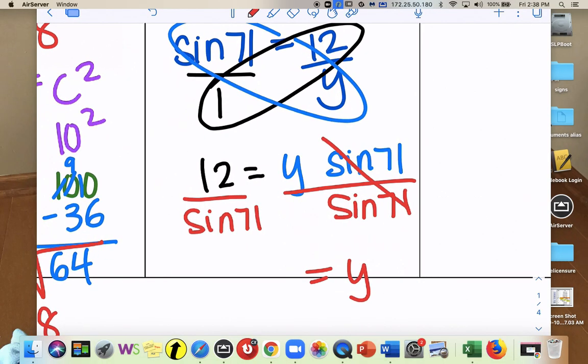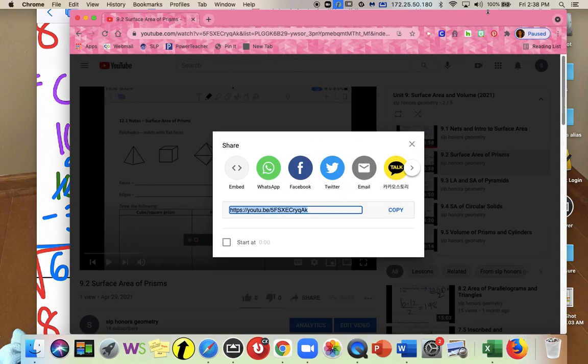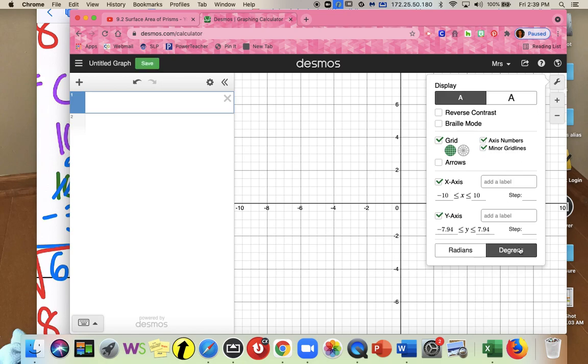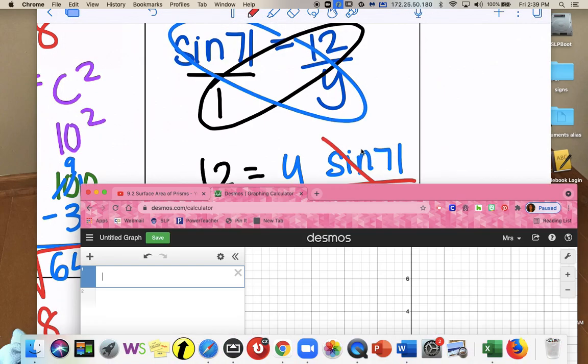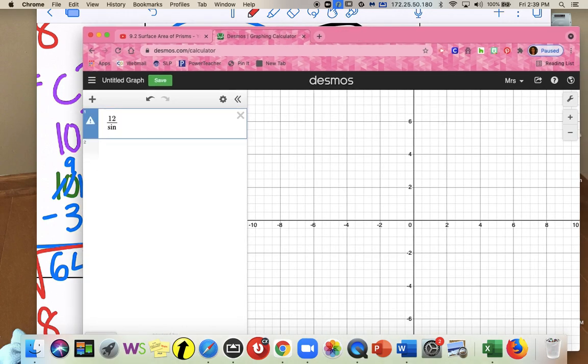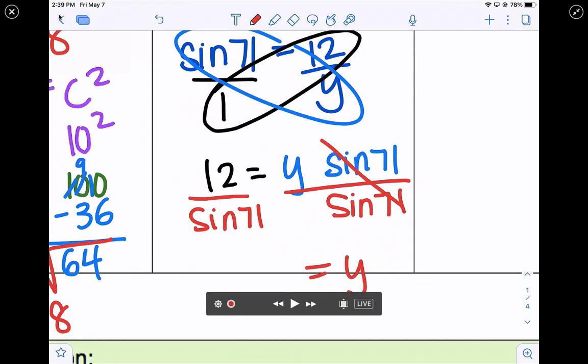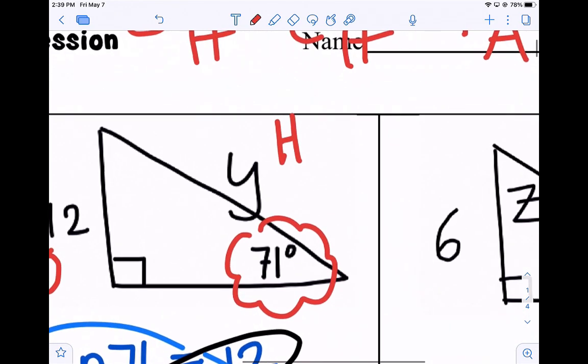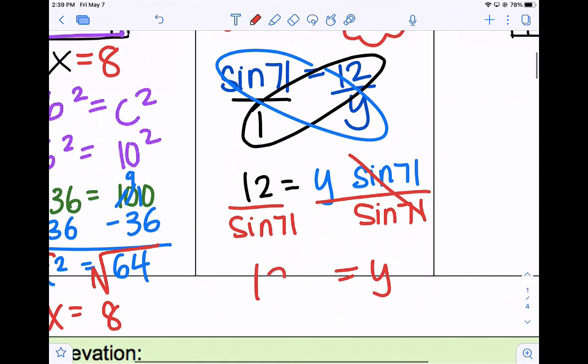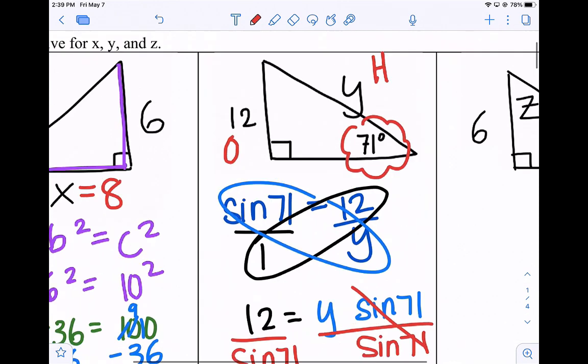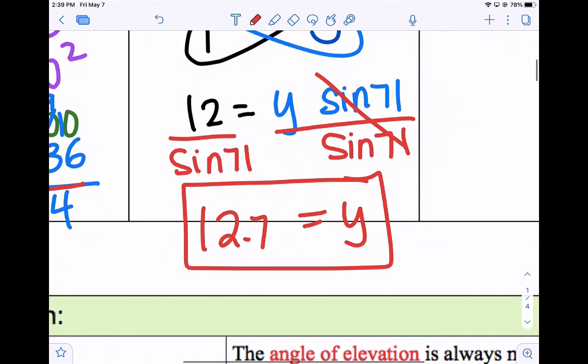If you're using Desmos, you might have to put it into degree mode. Let me pop up Desmos here. To change the mode, you click on the little wrench tool, graph settings, and change it to degree mode, and then we should be able to type it in. I'm typing in 12 divided by sine of 71, and we can see that the missing side, y, is about 12.7 rounded to the nearest tenth. You can see it is slightly bigger than the original leg. So y is 12.7.